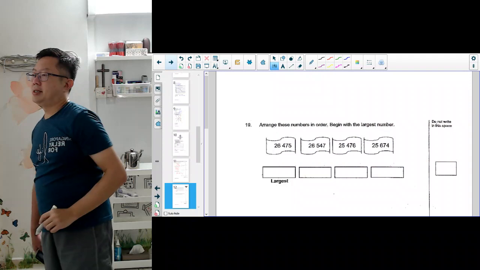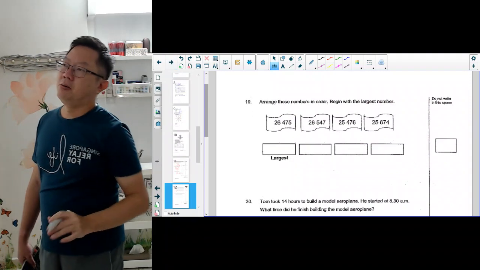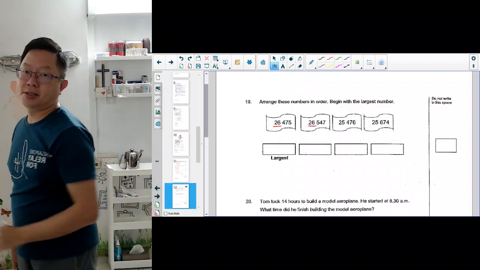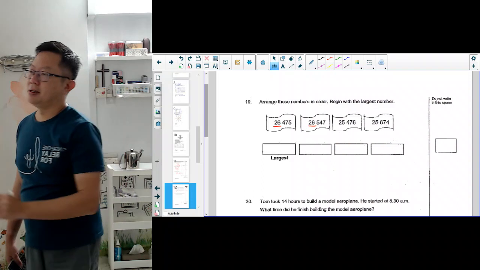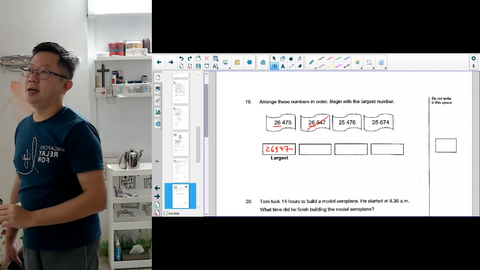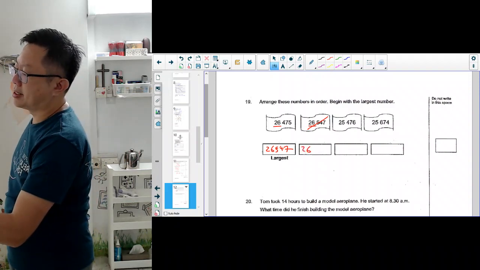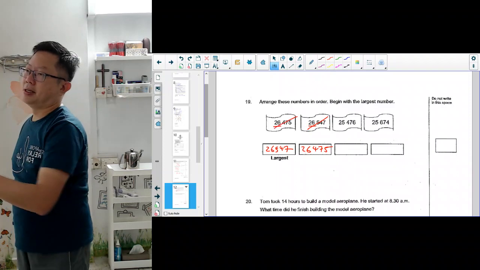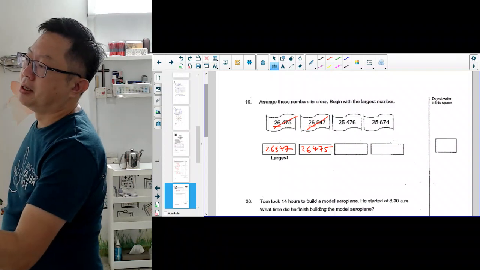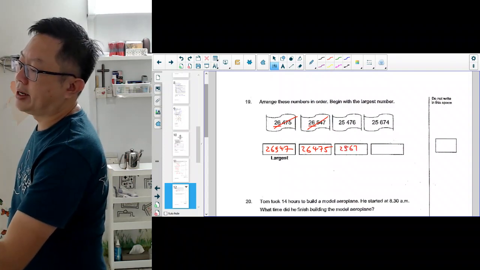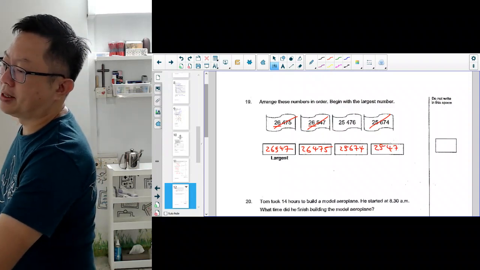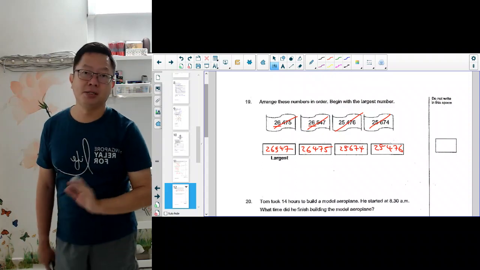Okay, let's go to question 19. Arrange the numbers in order. So where is the largest number? Well, you look at the place value. This is 26 and 36. So one of them is bigger. So which is the biggest number? Which is 26,547. Right? And then getting smaller, 26,475. Getting smaller. So out of the last 2 numbers, which is the bigger one? The bigger one will be 25,674, and then the smallest number must be 25,476. Okay, so from largest to the smallest.